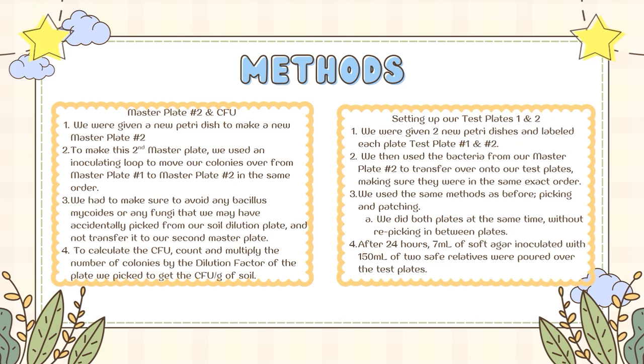Methods. Making of our streak plate. We labeled our new petri dish streak plate and made 4 quadrants to see our different results. For our streak plate, we used the same methods as before with an inoculating loop, but this time we only transferred over the bacteria on our master plate number 2 that we saw had a zone of inhibition.